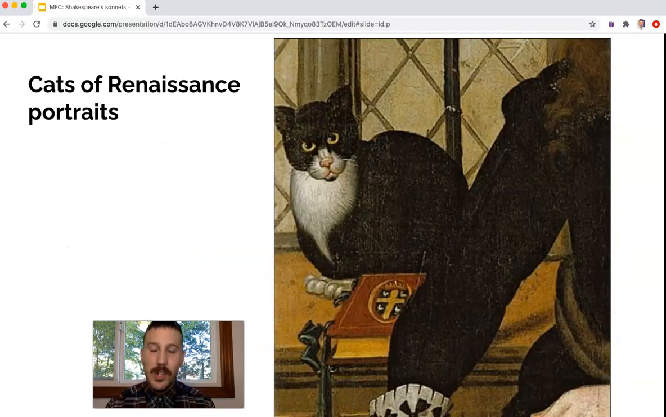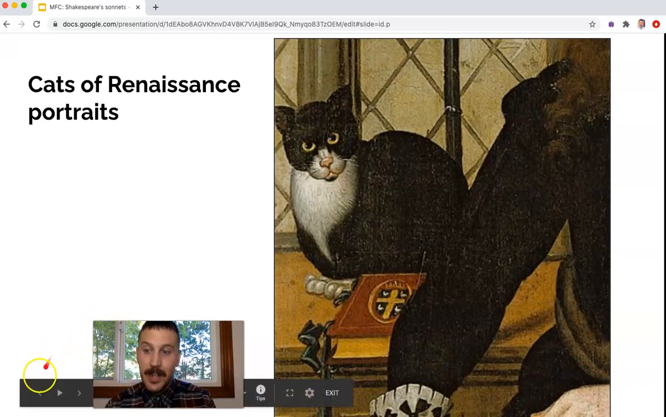I'm back. One more slide. I almost forgot. Before there were cats of Instagram, there were cats of Renaissance portraits. And Mr. Wriothesley, the third Earl of Southampton, had a very handsome kitty, and I wanted you all to see it.